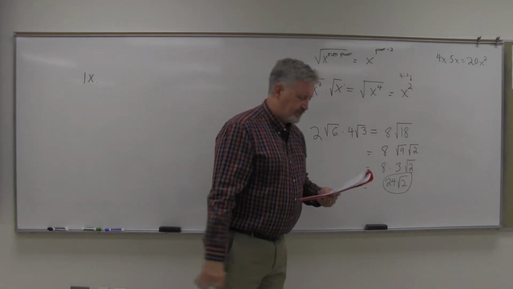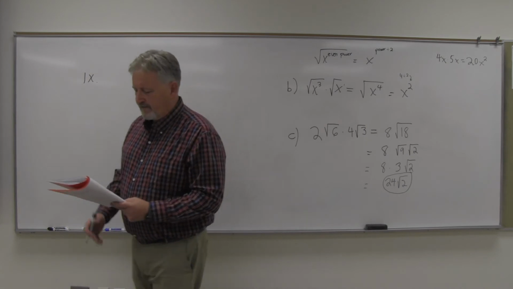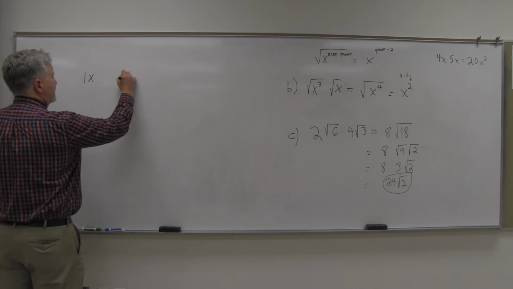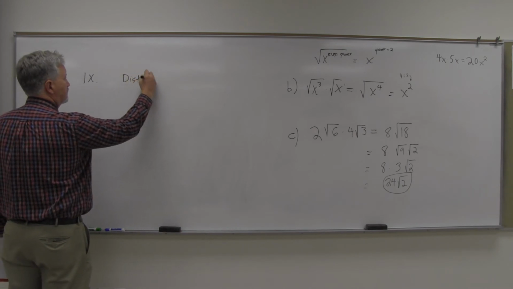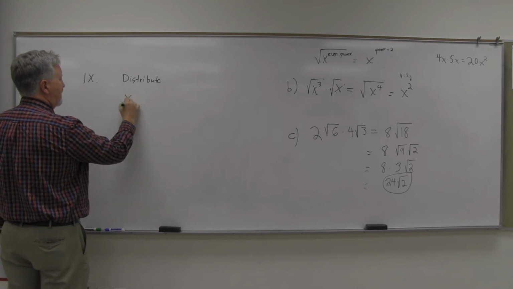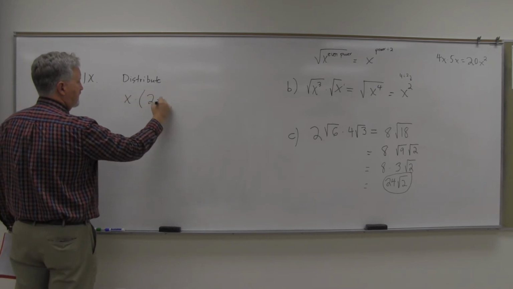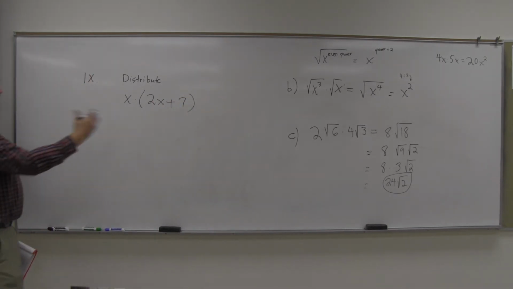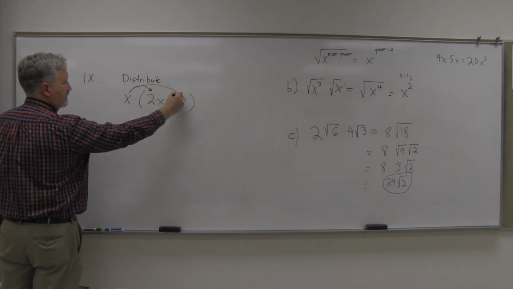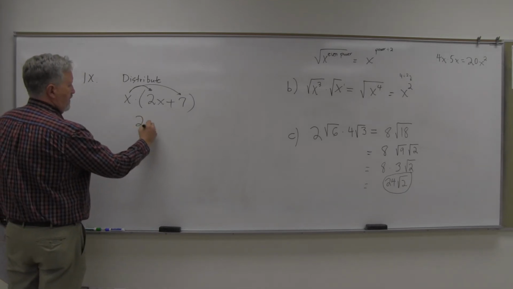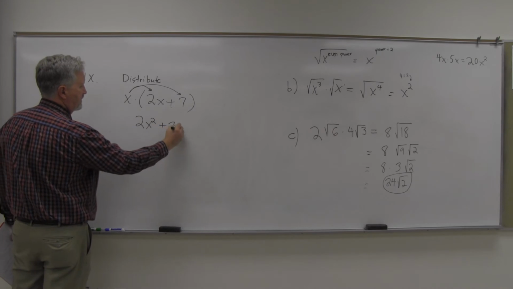To multiply radical expressions, you also might have to use distribution and/or FOIL. So let's talk about that. Distributing. Let's use the x's to remind us. What does that mean? Well, if we have x times 2x plus 7, that's distributing. What does distributing mean? We take the one on the outside and multiply it on the insides. So x times 2x is 2x squared, and then x times 7 is 7x.